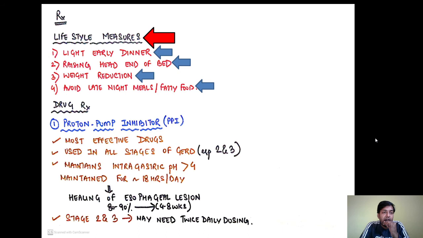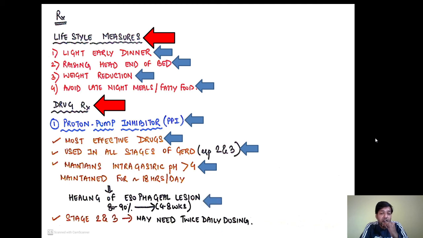So now let us see the drug treatment of this GERD. We have already seen the drug treatment in the previous topics individually, but now we are going to sum up. Most importantly, the first drug that we are using is the proton pump inhibitor. It is the most effective drug. It is used in all stages of GERD, especially stage 2 and stage 3. It maintains the intragastric pH of more than 4, and that can be maintained for more than 18 hours a day. So this causes healing of the esophageal lesions. In around 80 to 90% of cases it causes healing in 4 to 8 weeks. Stage 2 and 3 require twice daily dosing.